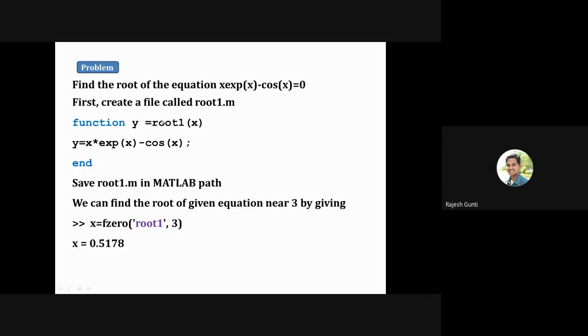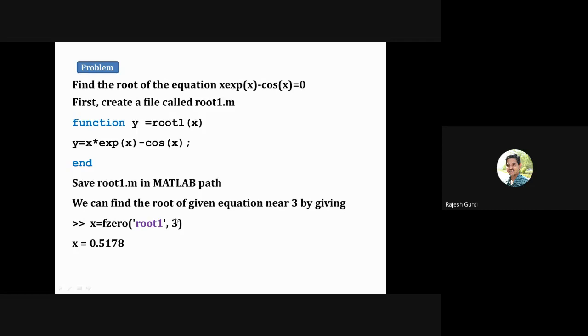Here we have to write this equation in one M file and save it with the file name root1. Root1 is the file name. Save root1 in MATLAB. We can find the root of the given equation near 3 by giving x is equal to fzero of root1 comma 3. Why I am taking 3, I will tell you later. Root1 is the file name and 3 is the initial value.